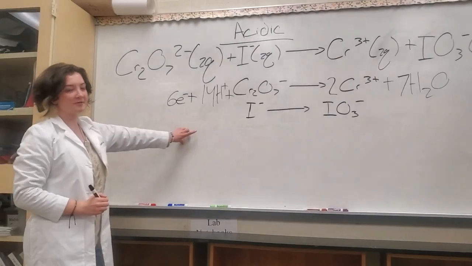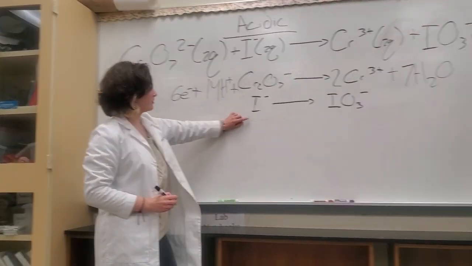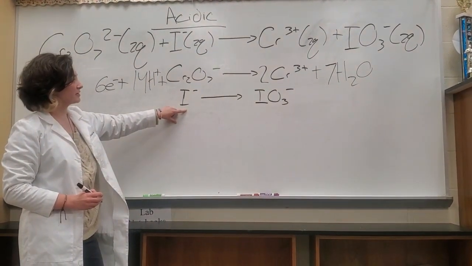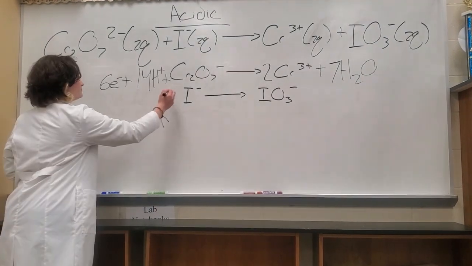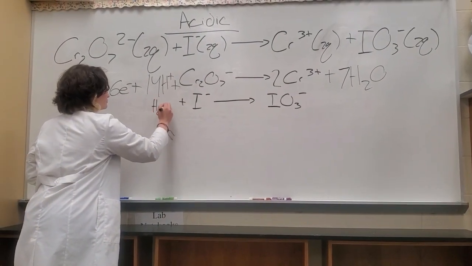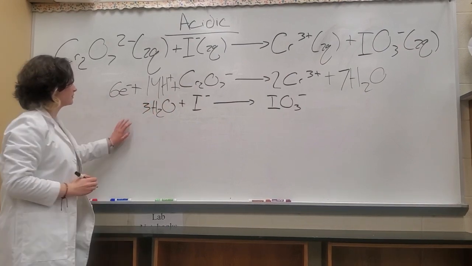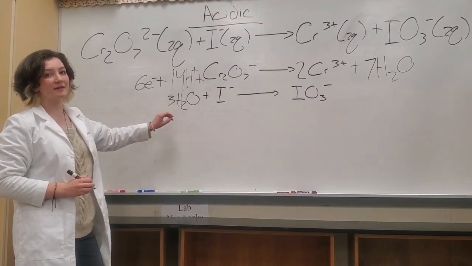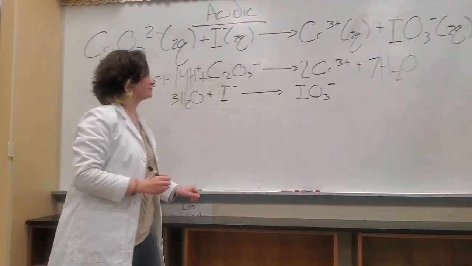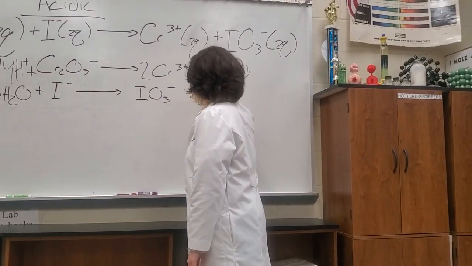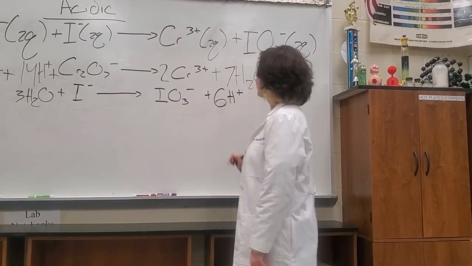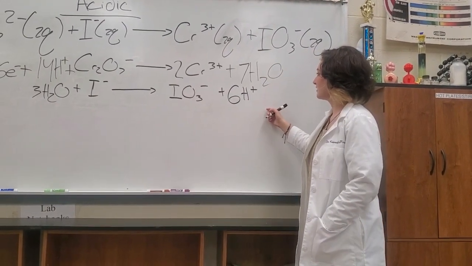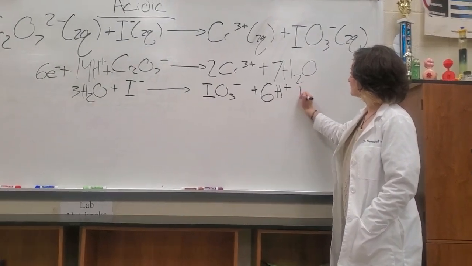Now we'll move on to the reduction half. We see that the coefficients of the non-oxygen and hydrogen elements are already balanced. So to balance out the oxygens, we add water to this side. We see again that there's more hydrogens on this side than on that side, so we have to add hydrogens to the product side. Again, there's an unequal charge in this equation, so we have to add electrons to balance it out. We will add 6 electrons.